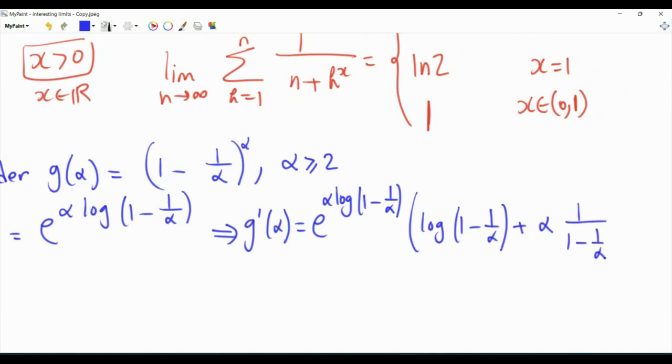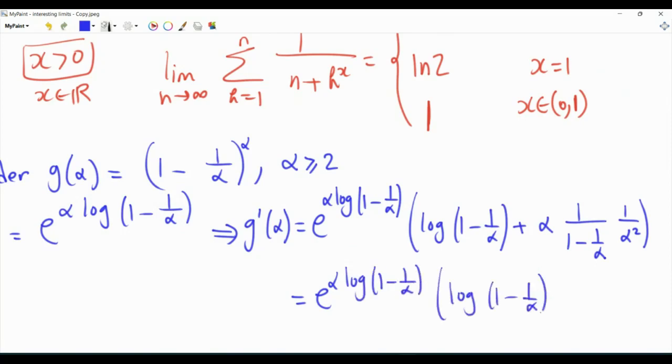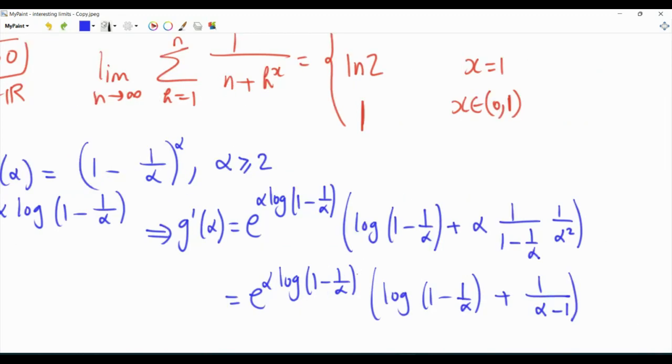And then we need to differentiate by the chain rule, minus 1 over alpha. This gives us 1 over alpha squared. Simplifying, we have e to the alpha log(1 minus 1 over alpha), and then log(1 minus 1 over alpha) plus 1 over, from here we get alpha minus 1. We want to show that this first derivative is strictly positive, indicating that our function here is strictly increasing.